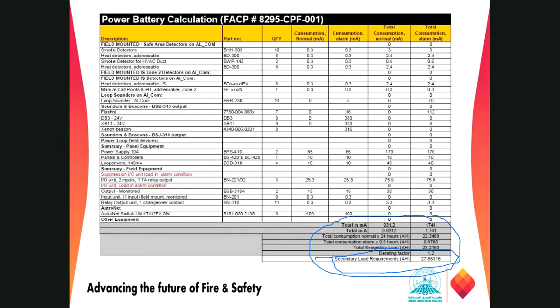The capacity says that the total secondary load requirement should be 27.86 ampere hours, right? Based on that, we have to size the battery for the fire alarm control panel. Normally, this battery should come along with the fire alarm control panel, keeping in mind the maximum number of devices allowed to be installed.